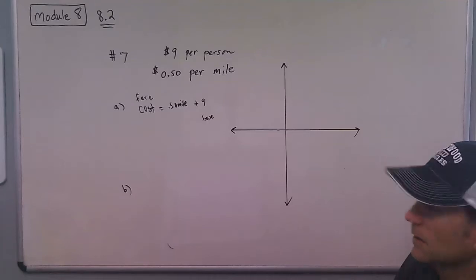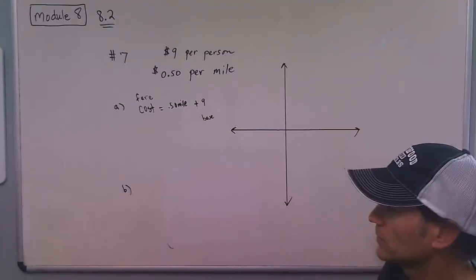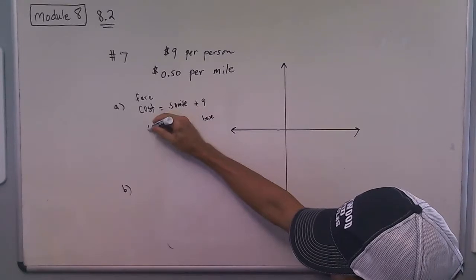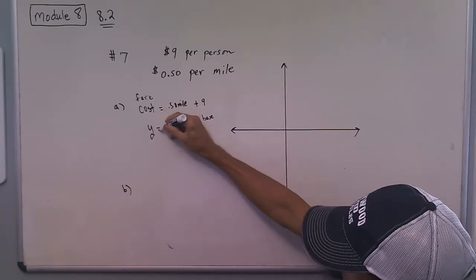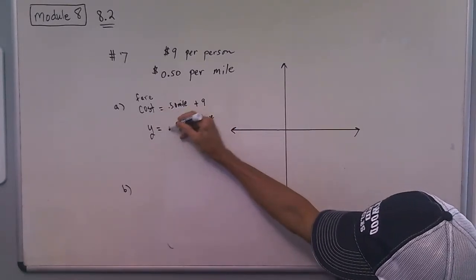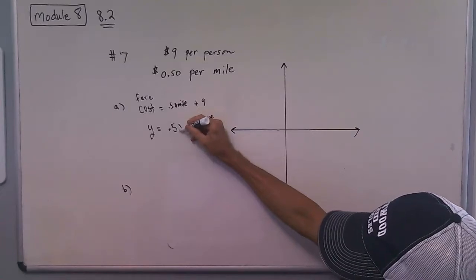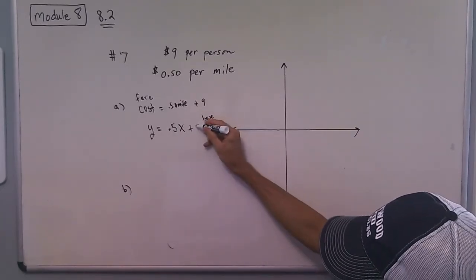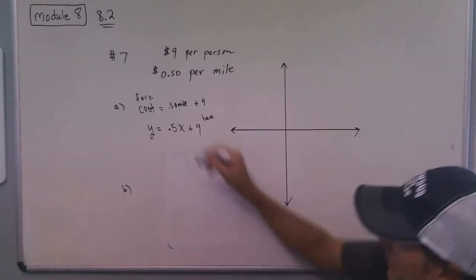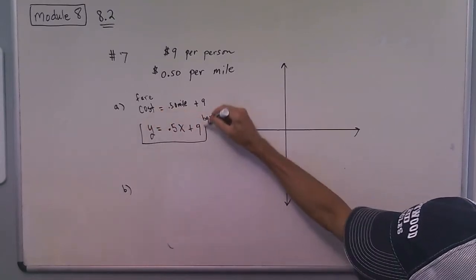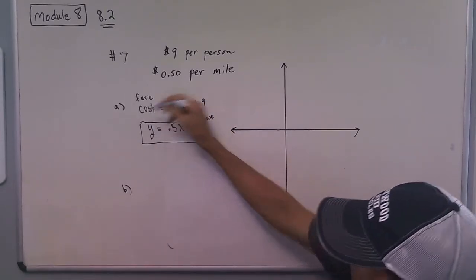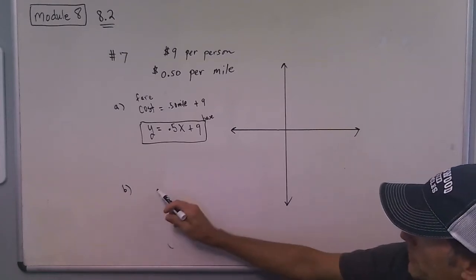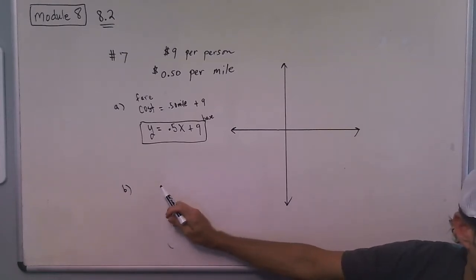So we're going to clean this up and make it look like a linear equation. And some of you might remember slope-intercept form, but we can write y is equal to 0.5x, where x is our miles, and then our base fee of 9. And that's our linear equation that represents the cost of the cab ride.